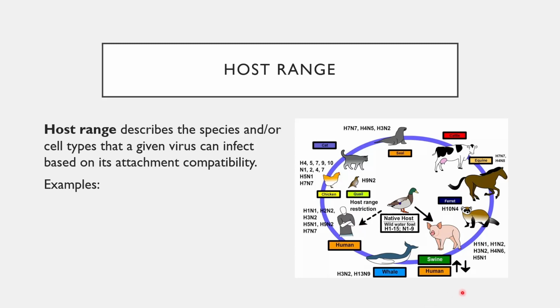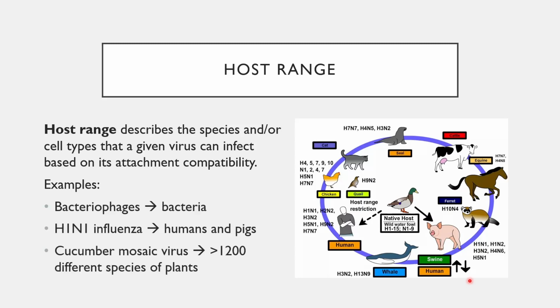For example, to give you some ideas of the restricted host ranges of different types of viruses, bacteriophages are a type of virus that can only infect bacteria. They are harmless to human and other animal cells. They only infect bacteria. The H1N1 influenza virus infects humans and pigs.